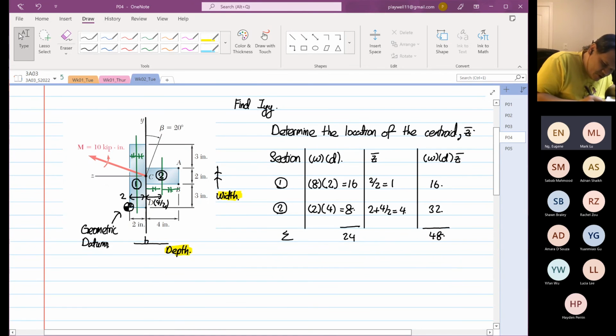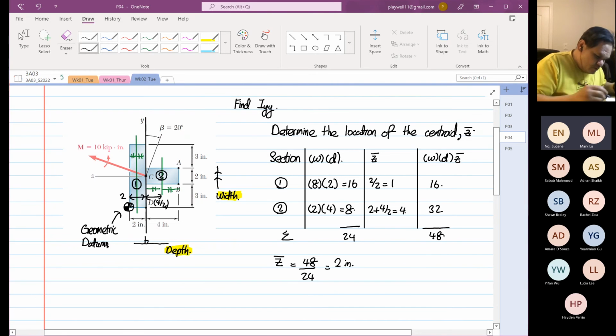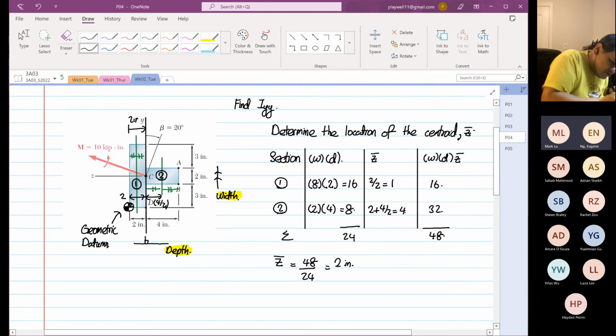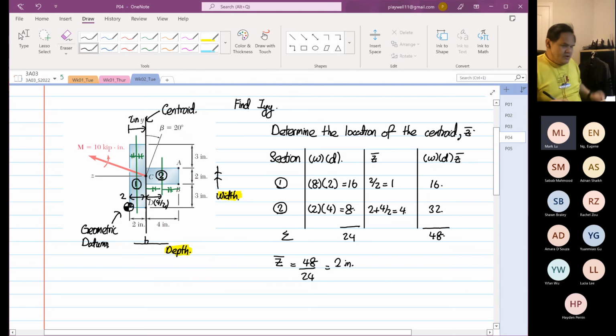So your global centroid, big Z bar, this is your global now, right? So it's equal to 48 divided by 24. So this is equal to 2 inches. Okay. So this position from the datum to here is 2 inch. Right? Is 2 inch. So this is exactly where the centroid is. Okay. So that is done.